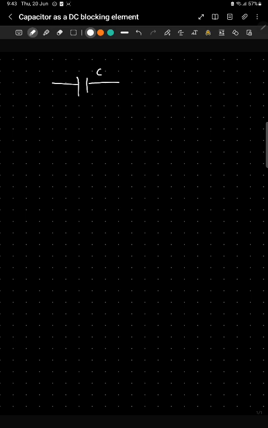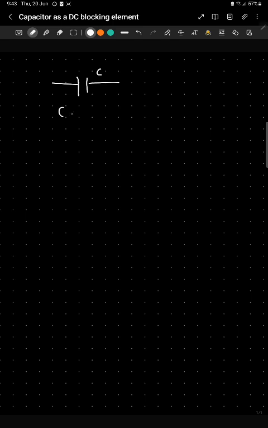So actually, if you would like to study any electronic element, you would need to familiarize yourself with the VI characteristic of that element. So in order to even proceed further, we need to analyze the VI characteristic of a capacitor when an AC signal passes through it.